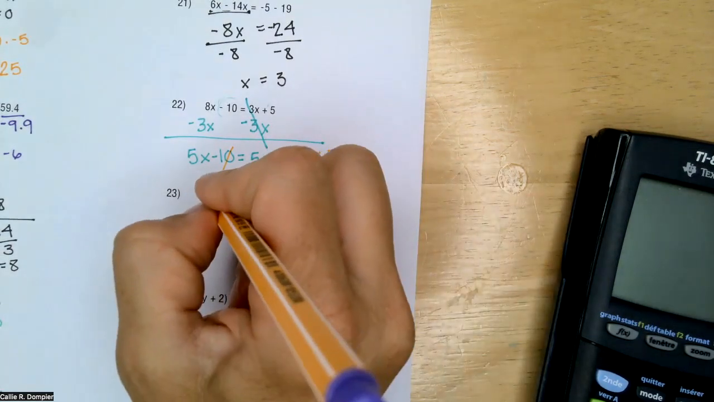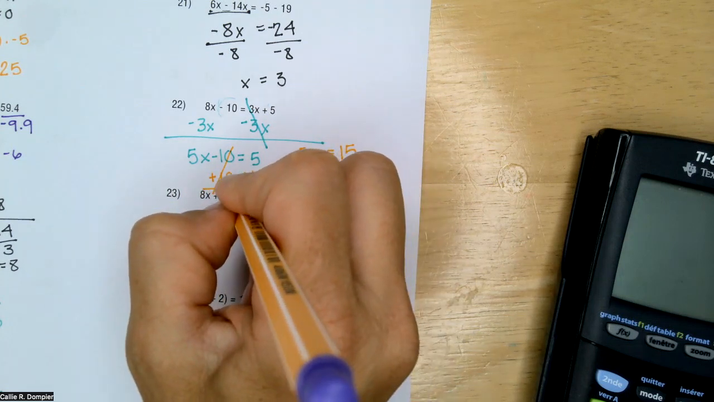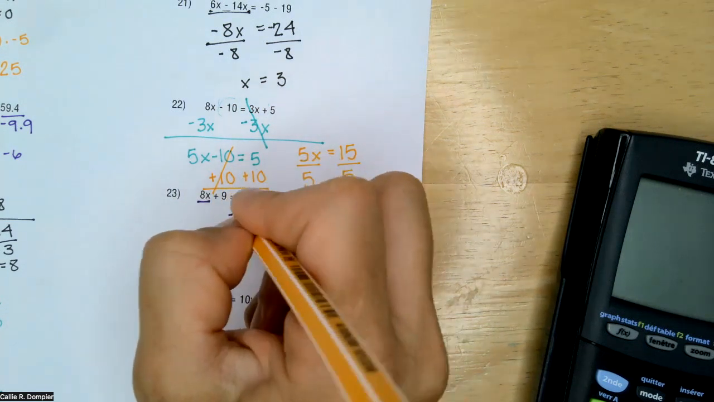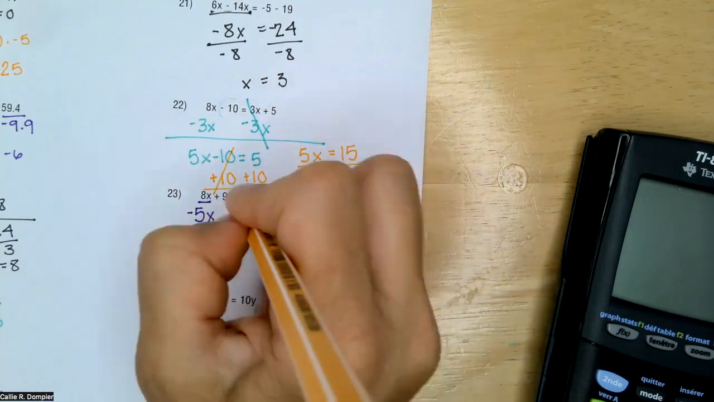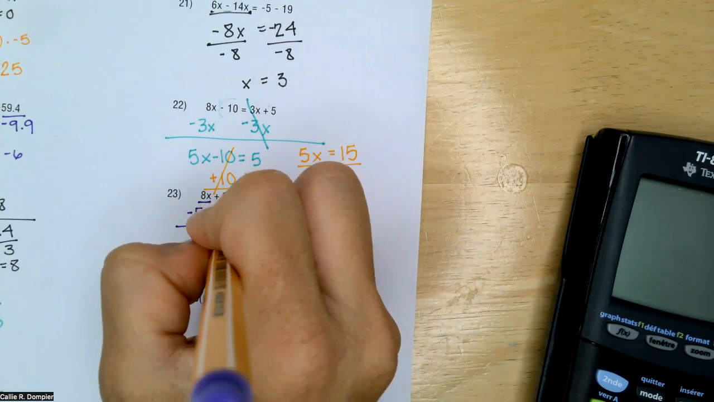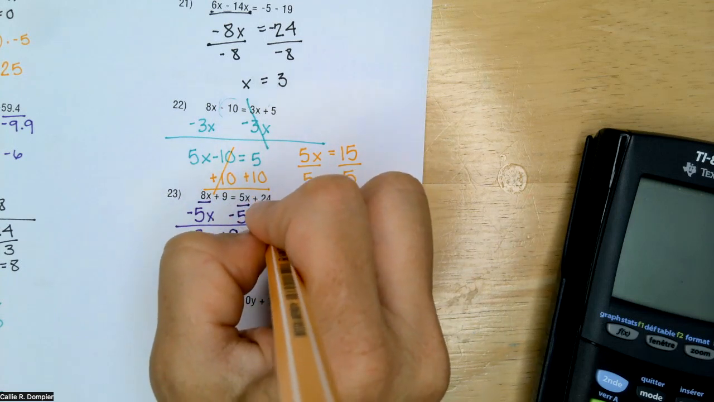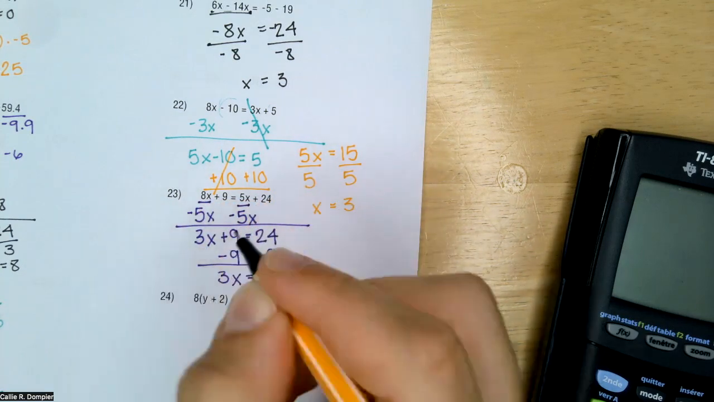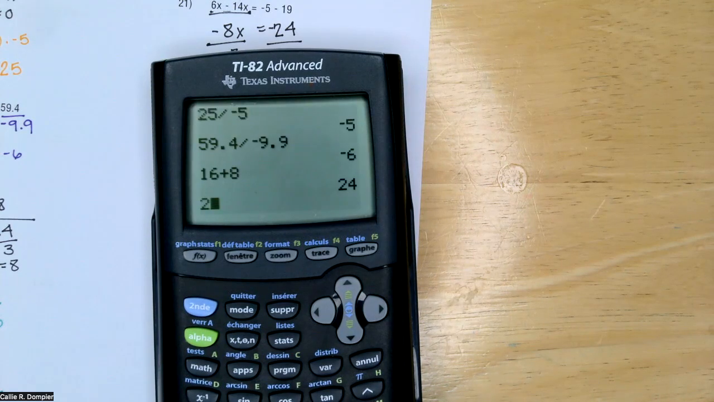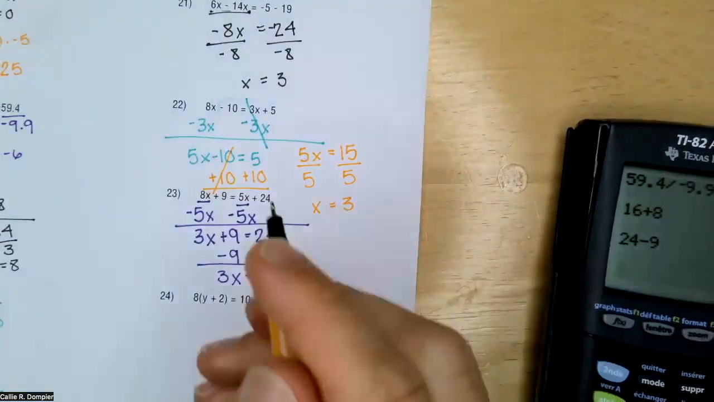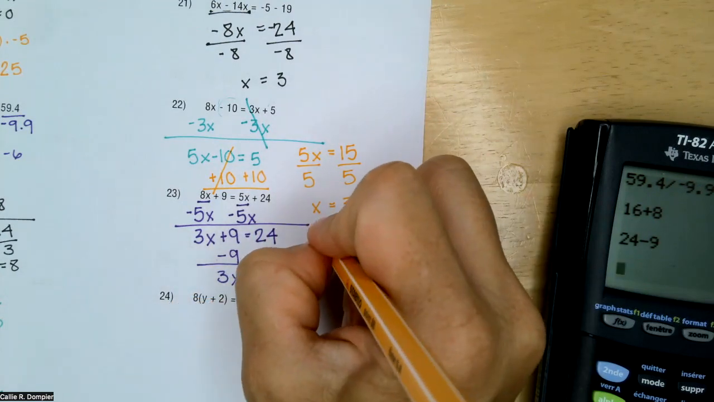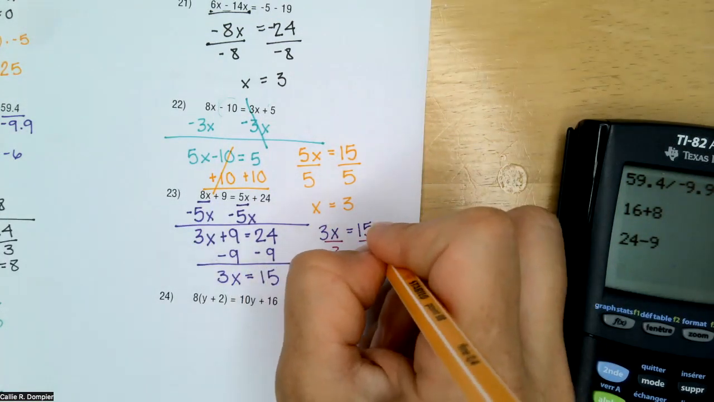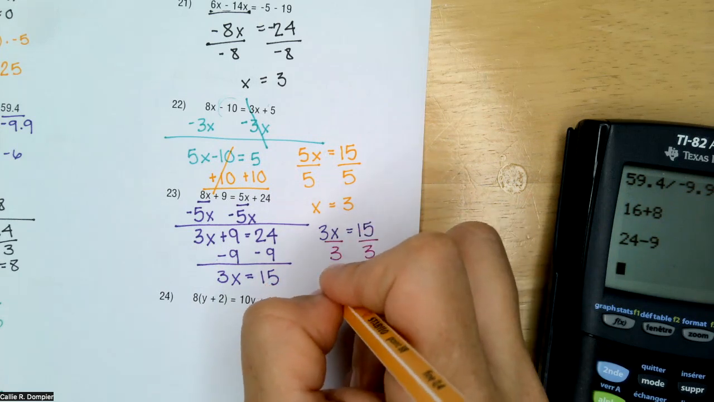Couple more like that. I guess just one more like that. 8x plus 9 equals 5x plus 24. Again, I look at my x's. That's a 5 and that's an 8. I would rather move the 5. They're both positive. I'd rather move the 5. 8x minus 5x is a positive 3x plus 9 equals 24. Subtract 9. Subtract 9. 3x equals 15. One step remaining. We're just going to divide by 3. Anything I do to the left side, I should do to the right side. X is 5.